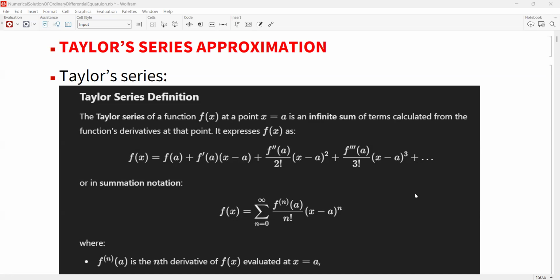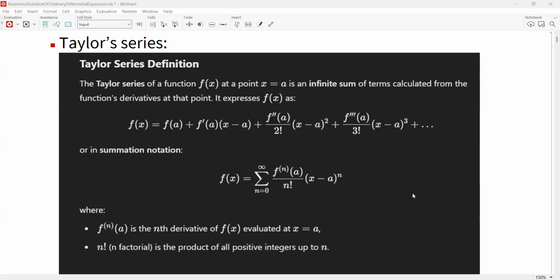Taylor series approximations. The Taylor series definition: the Taylor series of a function f of x at x equal to a is an infinite sum of terms calculated from the function's derivatives at that point. It expresses f of x as this one. So this is the Taylor series definition.